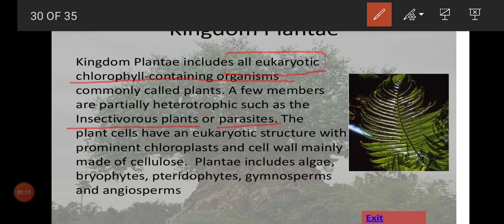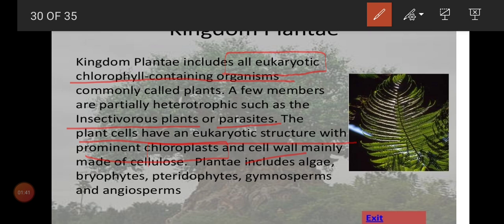Here the plant cells have a eukaryotic structure with prominent chloroplasts and also a cell wall. So if it is a plant, the main characteristics are that it should contain chloroplasts and that the cell membrane is also covered by a cell wall. These are the two prominent characters of a plant. If they are there, we can call it a plant.